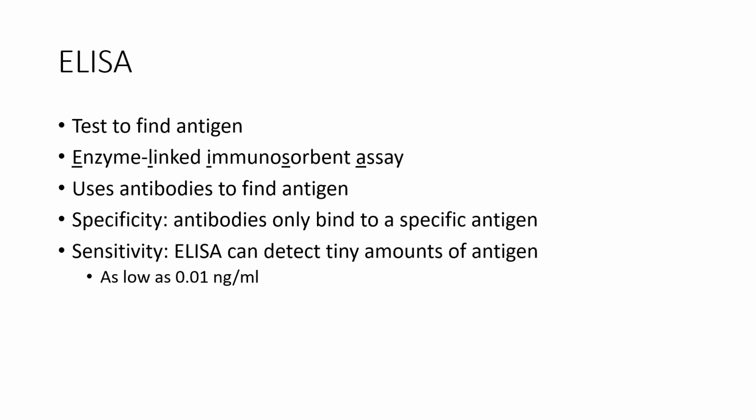The specificity of the ELISA is because antibodies only bind to a specific antigen, and you know this. If you've had chickenpox, well, that's great. You won't get that again. You have antibodies and memory cells that remember that specific antigen on the surface of that particular virus, but it doesn't help you against pertussis. Okay, they're completely different, right?